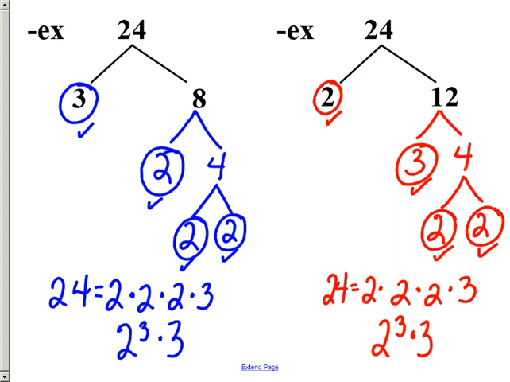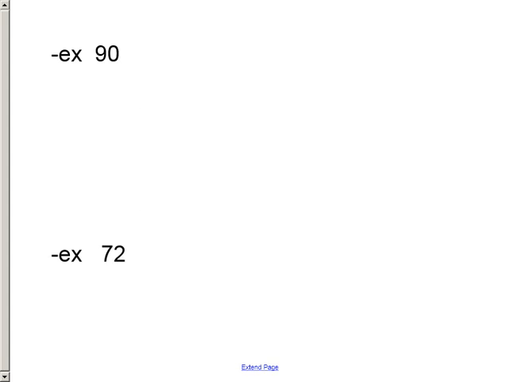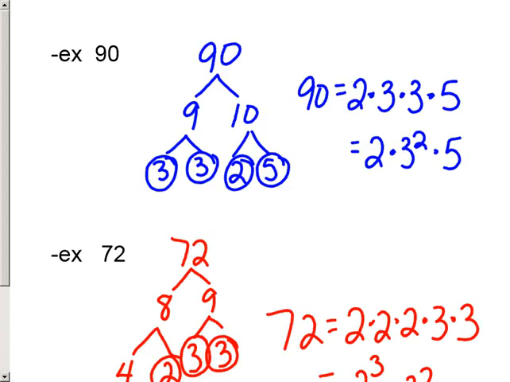Let's try just a couple more examples and see if we've got this down. So try these two and then check your work. So let's take a look and see how you did. For the 90, you should have gotten 2 times 3 times 3 times 5, which is 2 times 3 to the second power times 5. You may not have done your factor tree the same way I did, but if you didn't get the same answer I did, that means you did something wrong along the way. So go back and check your work.